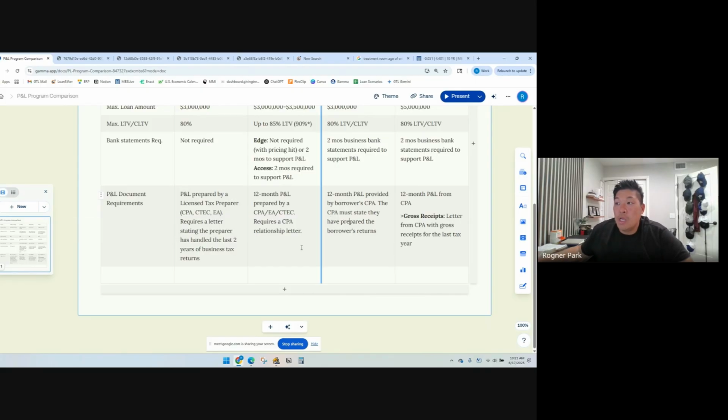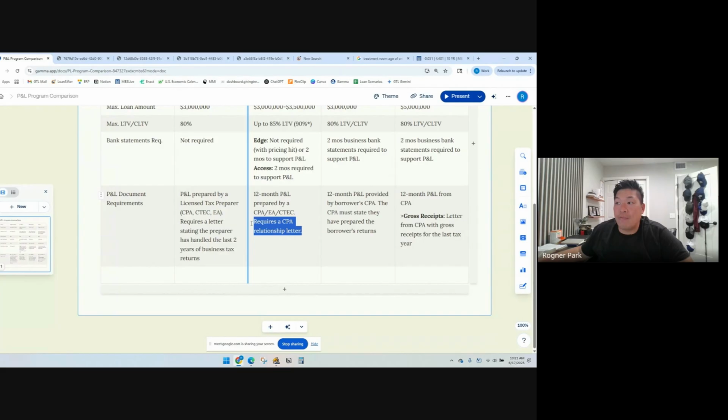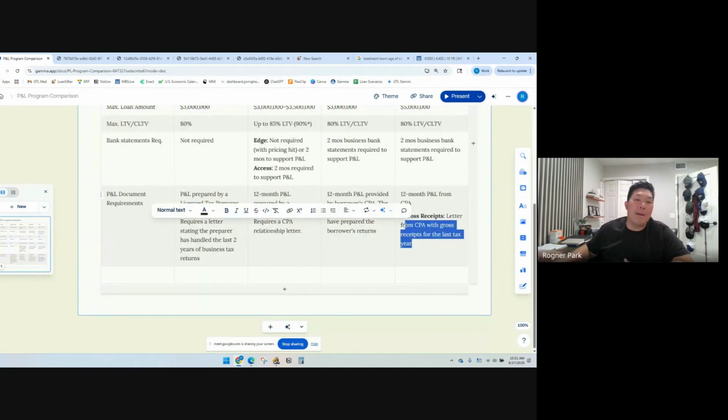You will notice that here with Arcom, all it says is that they just have a relationship. So this one's a little bit more lenient. It says we have a working relationship. And look at this one here, NewFi. It doesn't talk about relationship or preparing. They just want to know that the CPA has seen the gross receipts of that said business, the borrower's business. You guys all catch that?